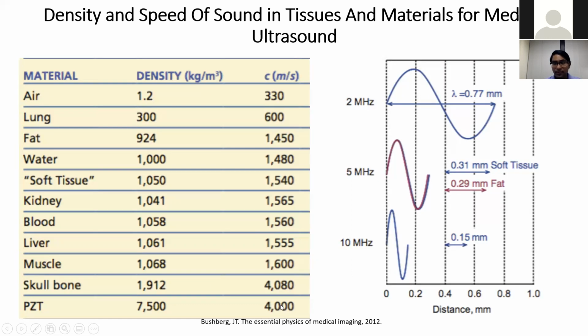Here on the right-hand side, you can see how the frequency and the wavelength are dependent on each other. When the frequency is low, you get a much bigger wavelength of 0.77 millimeter. And the blue line is basically shown for soft tissue, and the red line is for fat. As you increase your frequency going down on the y-axis, you can see that your wavelength starts shrinking. And typically wavelengths in the ultrasound range are on the order of a sub-millimeter.